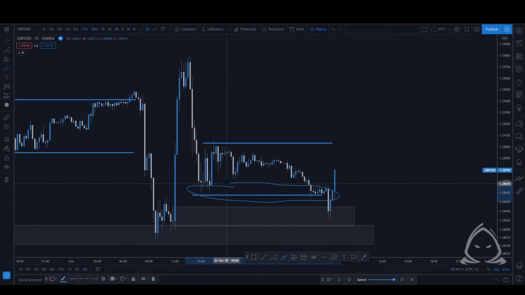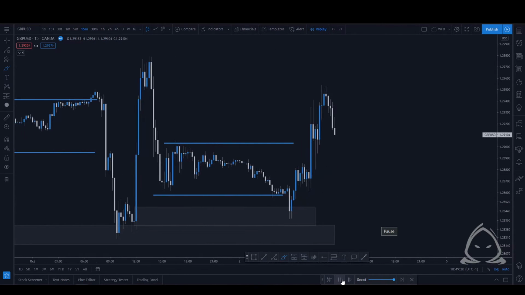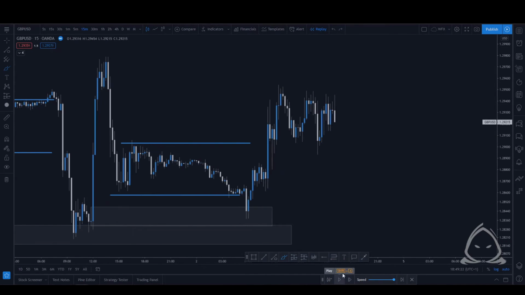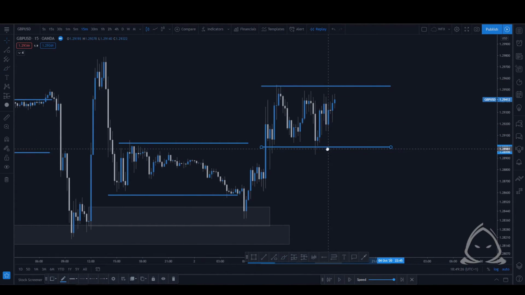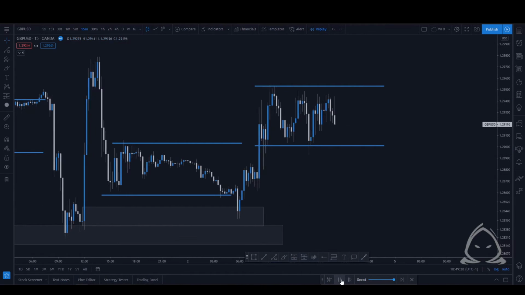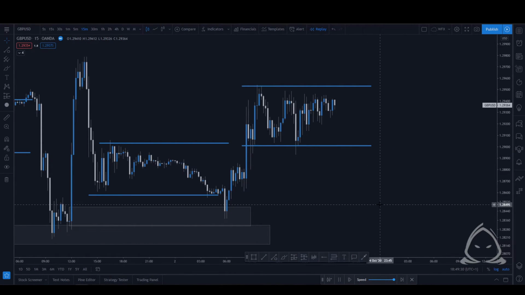We have equal lows that print before it. Price then spikes, basically targeting that sell side liquidity, taps into the order block, and what does it do? It continues moving to the upside. And if we just look at price action, what's happening right now? Equal lows, equal highs. And that's where we currently are in the market.